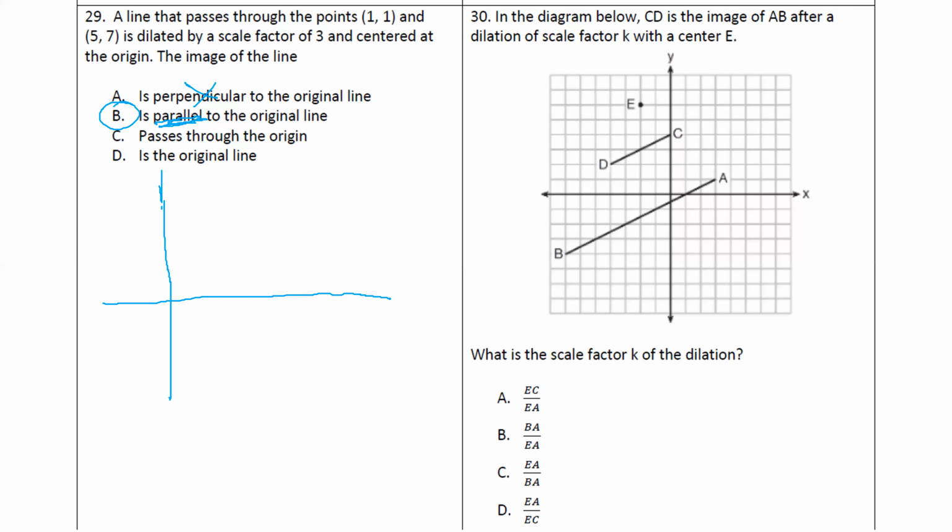We have a line that passes through point 1, 1. So here's 1, 1. And then 5, 7. 1, 2, 3, 4, 5, 6, 7. Now, it looks like it'll be close to going through the origin, but will it actually go through the origin? No, because of the slope, it's not quite through the origin. So B is our correct answer.